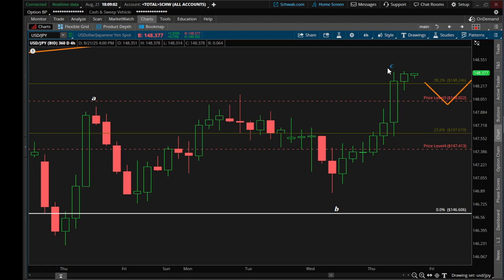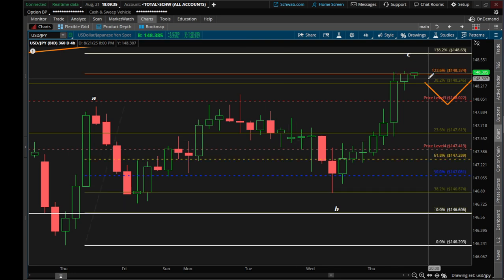Okay, so let me try to move this here real quick, get it out of our way. All right, let's just see here. You can see this deep correction here for B. So this is telling me we could see another triangle pattern out of this move here. Let's just measure A real quick, see what it gives us. We are at the 123.6 right now.